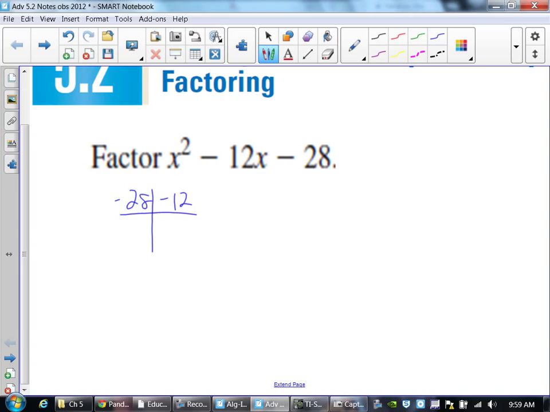So I'm just looking, well, what times what is negative 28? My factors of 28: 1 and 28, 2 and 14, 3 doesn't work, 4 and 7. Trying to figure out which one of those mixed together will get me to negative 12. Wait, why are you using negative 12 then? Because that's what the numbers are. It's negative 14 times positive 2. Okay. X minus 14, X plus 2.